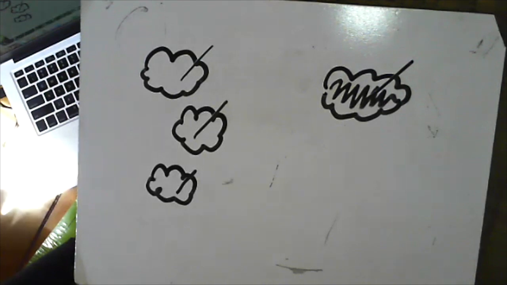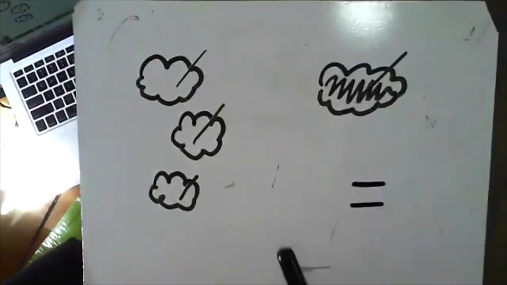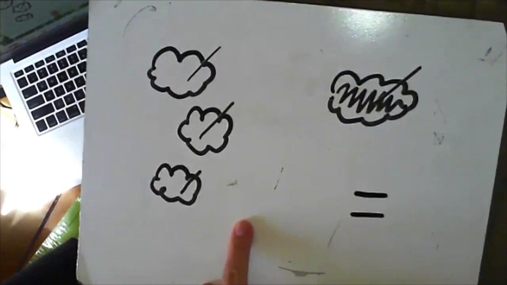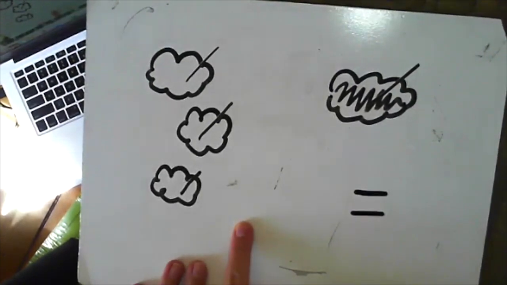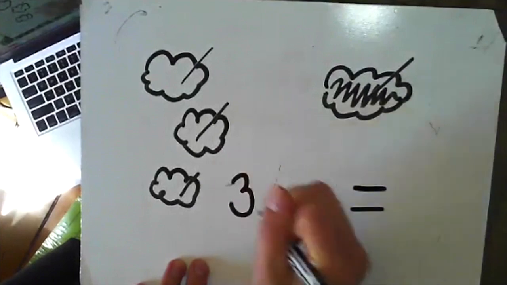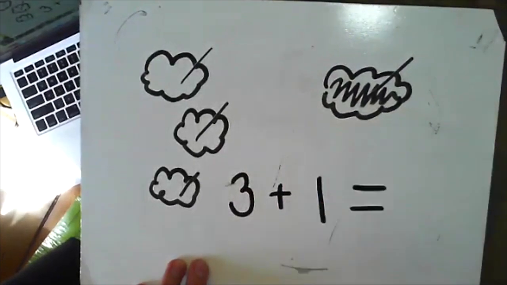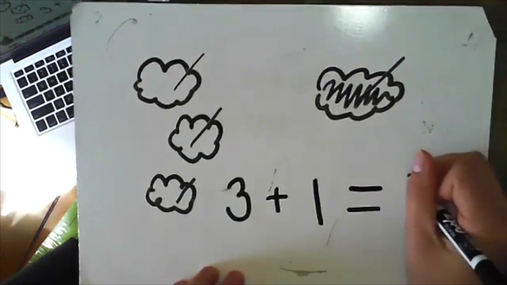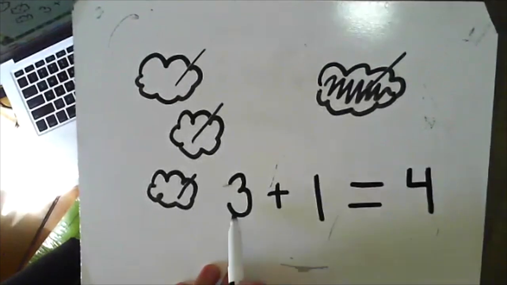Can we write an equation to show the problem? What do we want to write on this side? You can say we should write. Yeah, we should write the clouds Daniel sees and the clouds Marta sees. Daniel sees 3 and Marta sees 1. What should we write on this side of the equal sign? That's right. We should write how many clouds they see in all together. Write 4. 3 and 1 is 4.